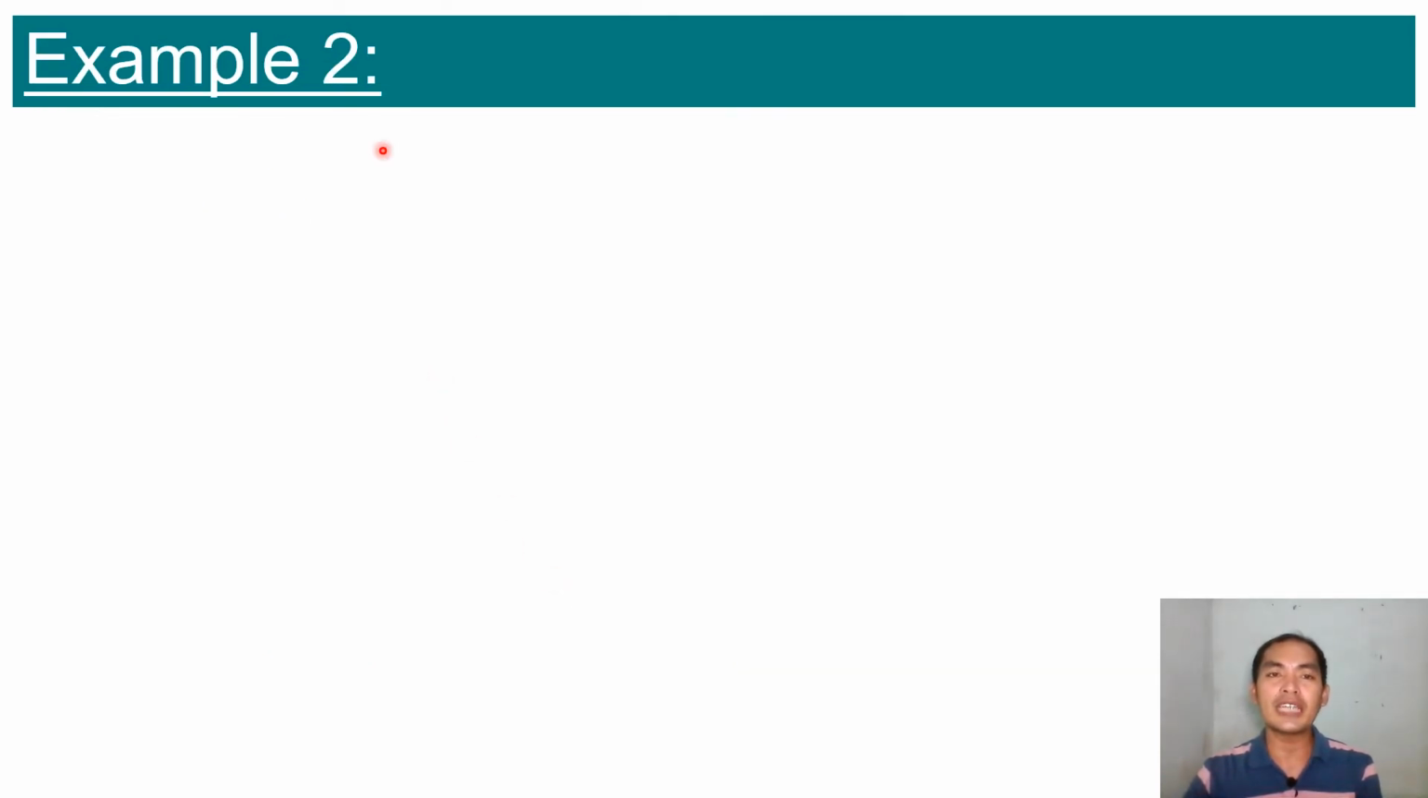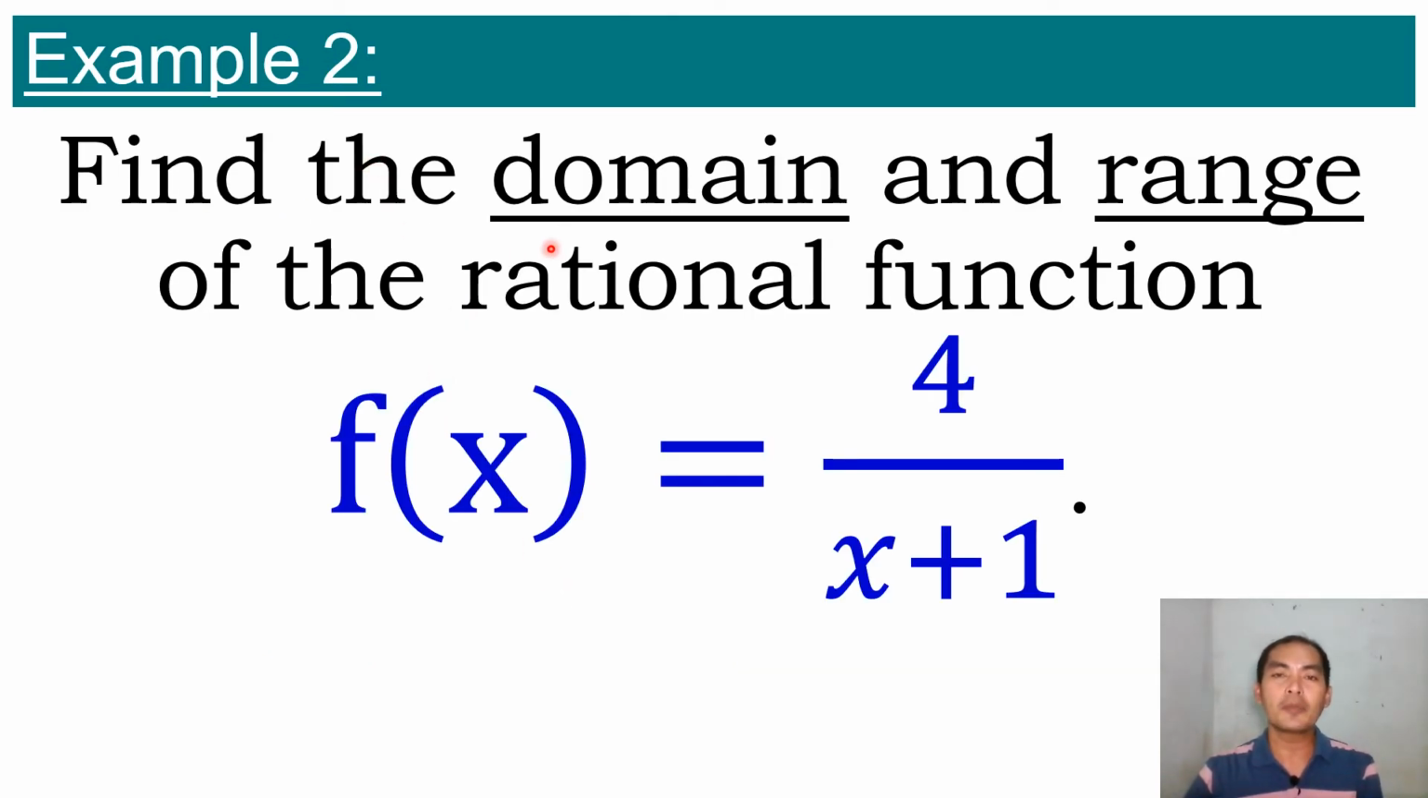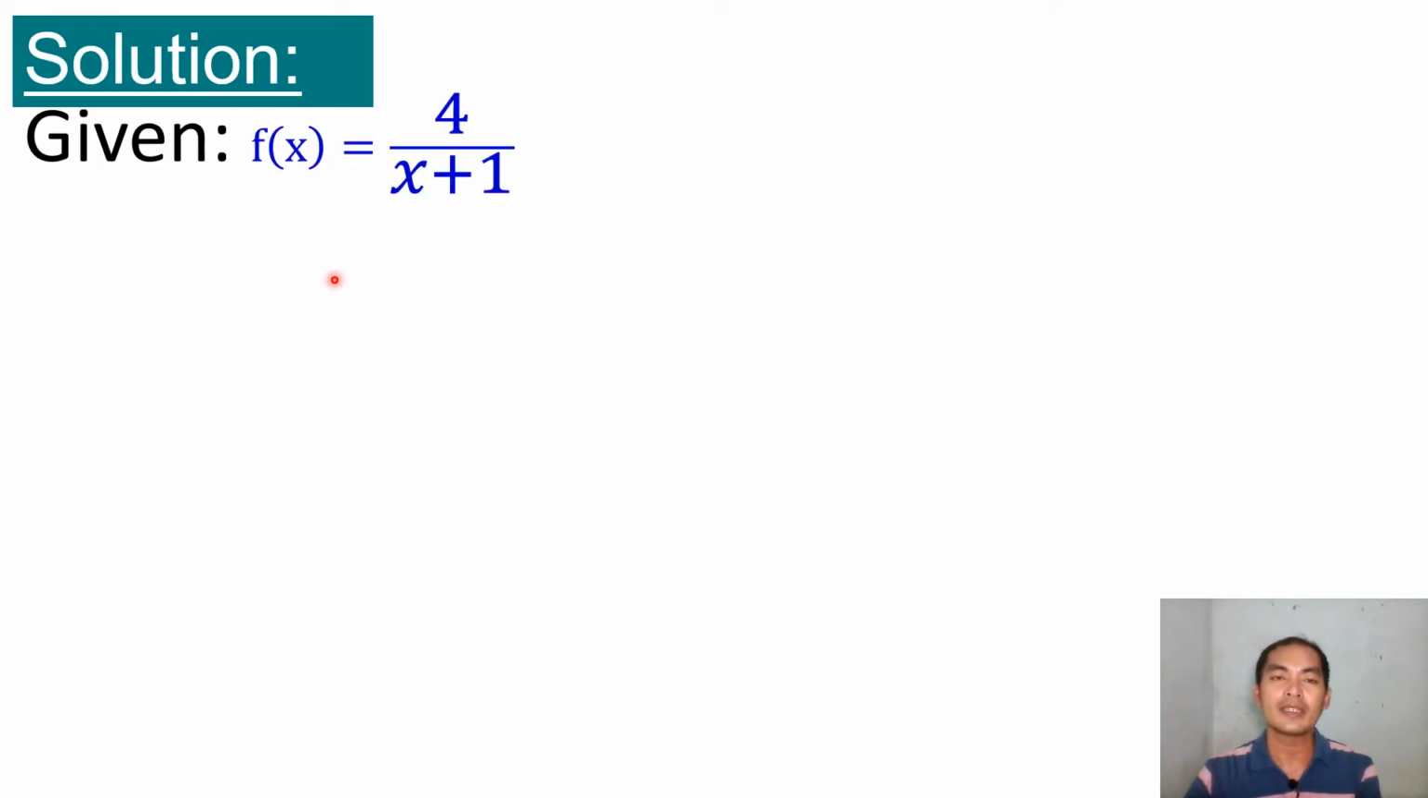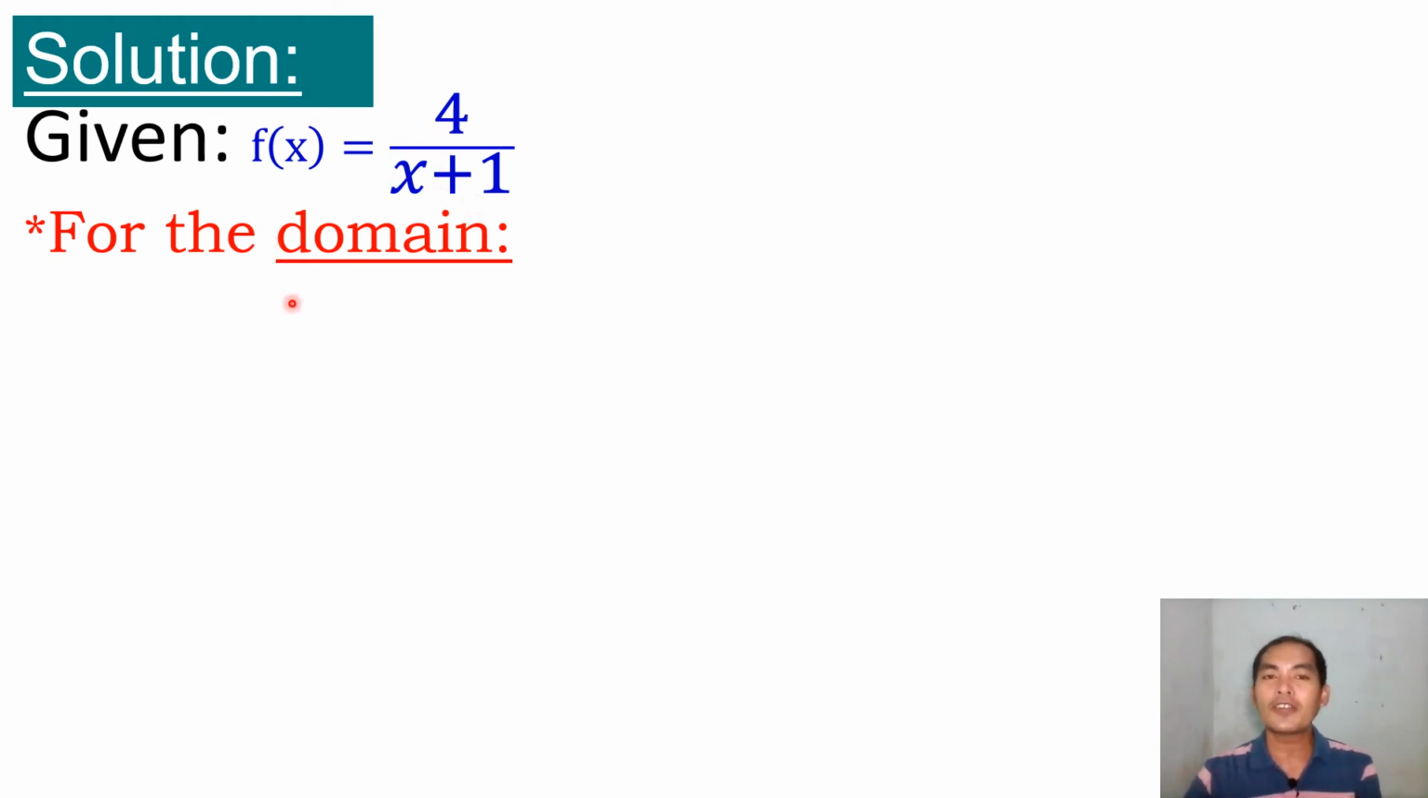Let's proceed to example number 2. Suppose we have the given function f of x equals 4 over x plus 1. What is the domain and the range of the function? We have the given f of x equals 4 over x plus 1. For the domain, just get the denominator, which is x plus 1, and that is not equal to 0.